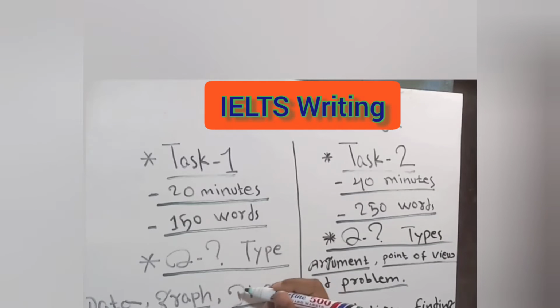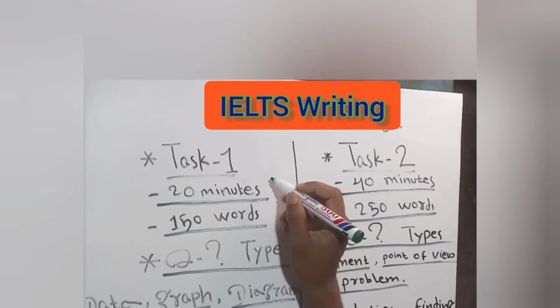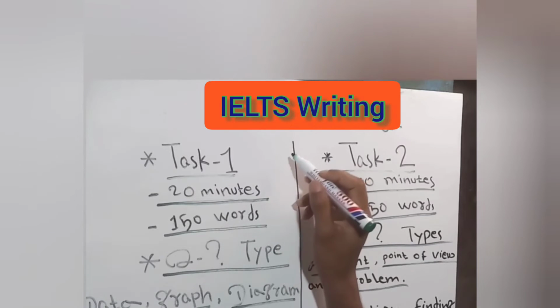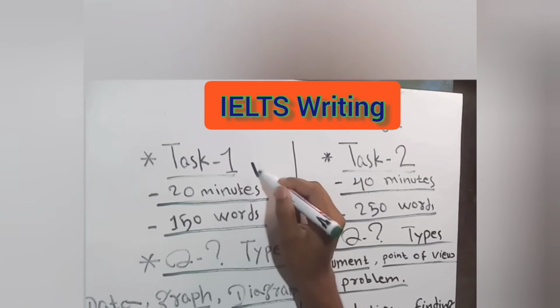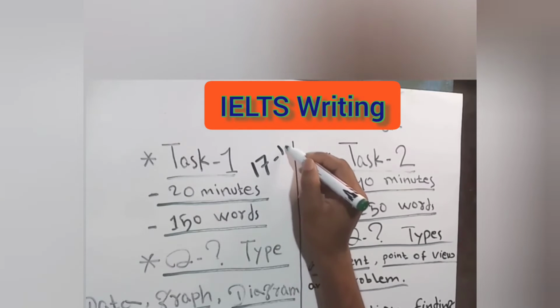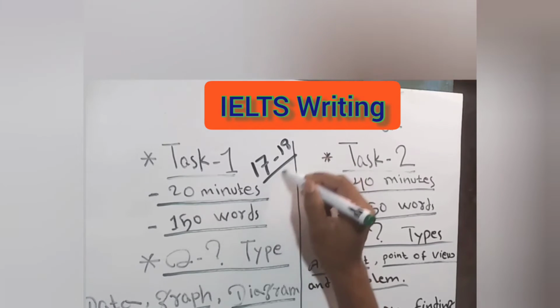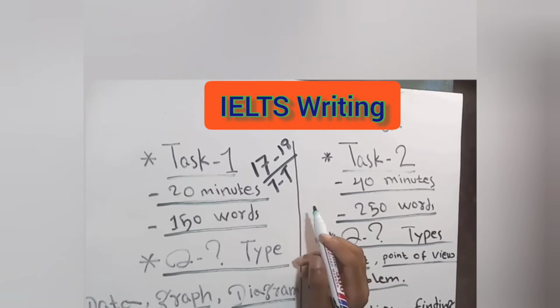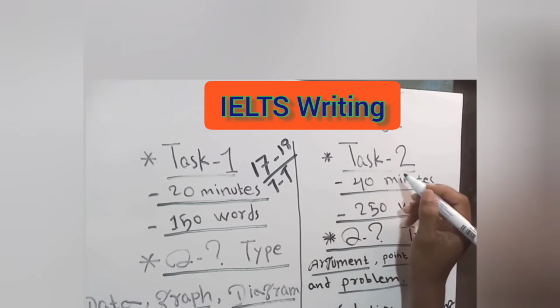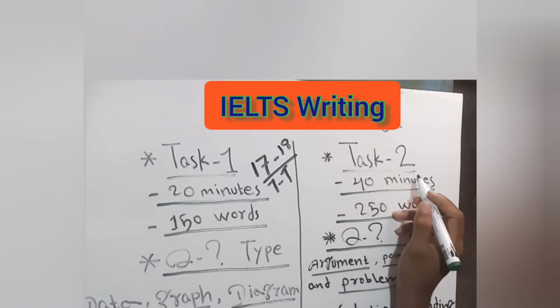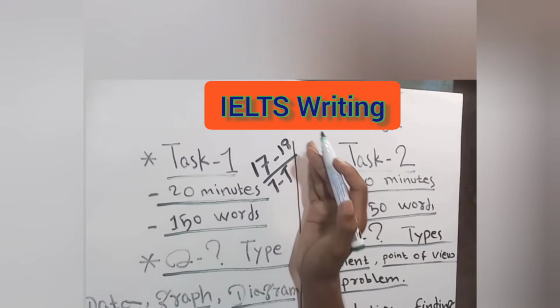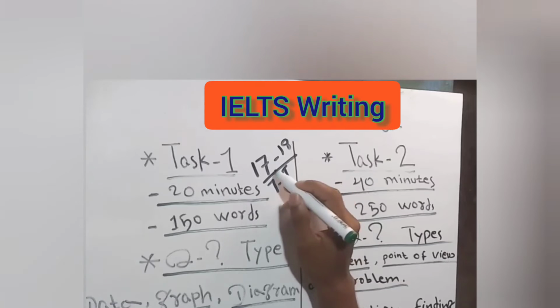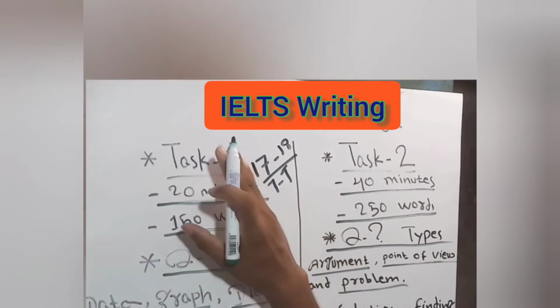Now let's look back a bit. For IELTS Band 9 writers, a Band 9 student will have spent 17 to 18 minutes on IELTS Task 1, right? Because you have to spend more than 40 minutes on Task 2. So, a good IELTS writer will have spent only 17 to 18 minutes on Task 1.